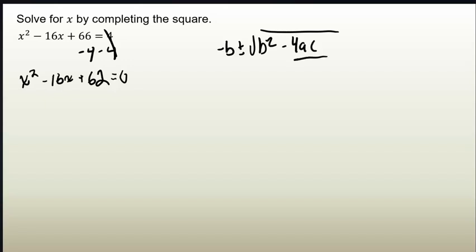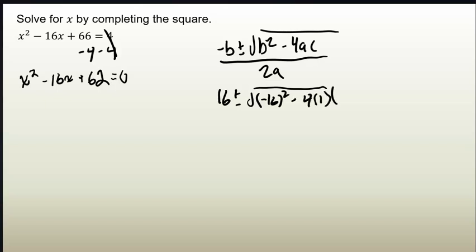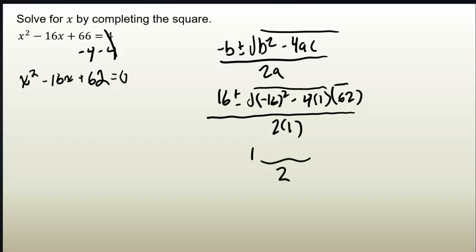So I am quickly plugging this in, trying to hammer this out for the sake of your time. So I have 16 plus or minus, b is negative 16, squared, minus 4 times 1 times 62, over 2 times 1, which gives me 2. 16 plus or minus, and I believe I get the square root of 8, which simplifies to plus or minus 2 square root 2, then over 2.